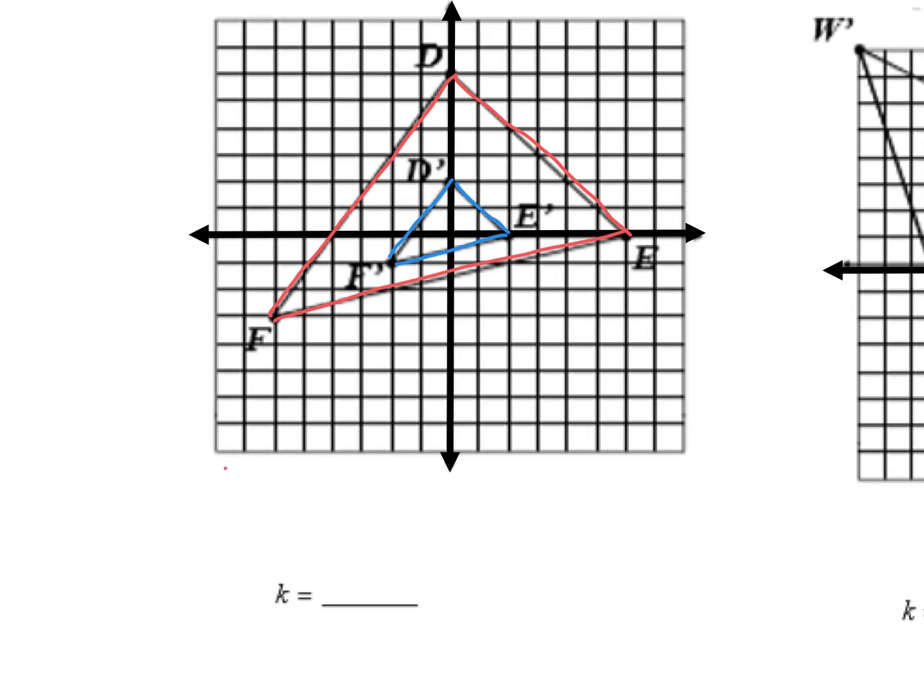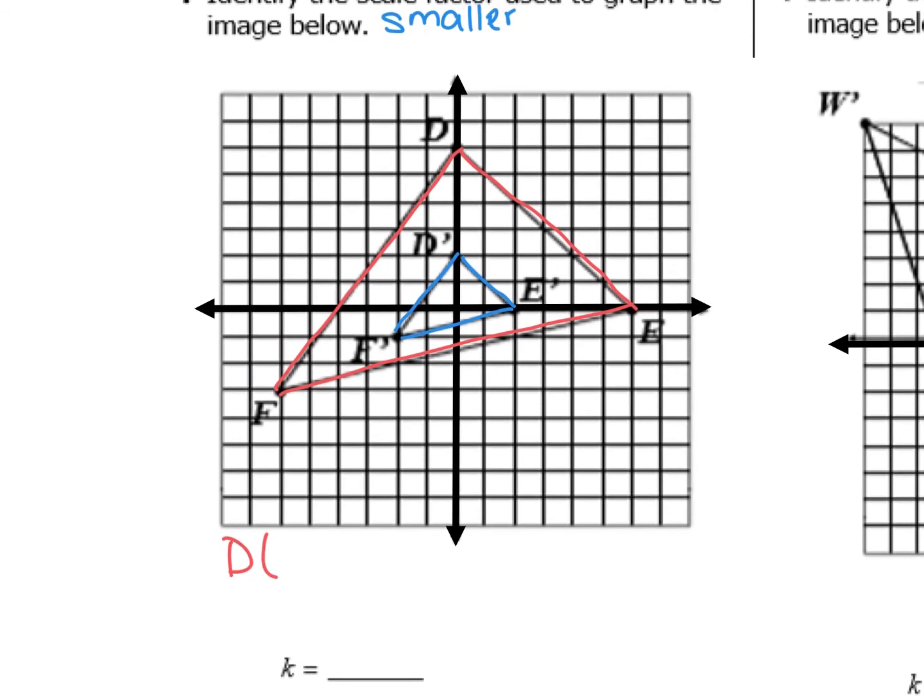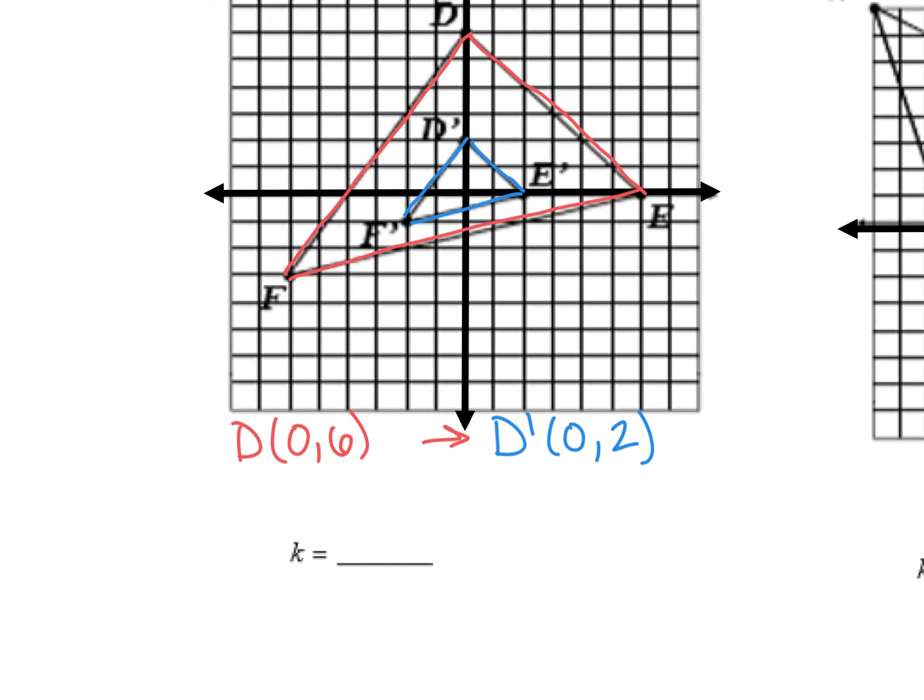which I'll do in red because that's the original. Point D is 0, left or right 0, up 1, 2, 3, 4, 6. And then it becomes D prime, which is 0, 2. So, because it's getting smaller, I know it has to be something like a fraction, like 1/2 or 1/3 or 1/4 or 2/3. So, I need to figure out what I am multiplying by to get from 6 to 2.